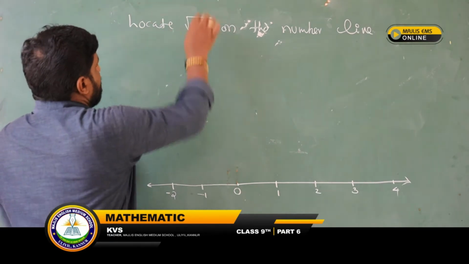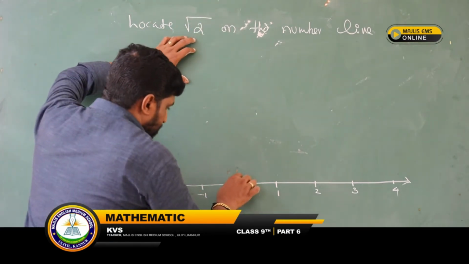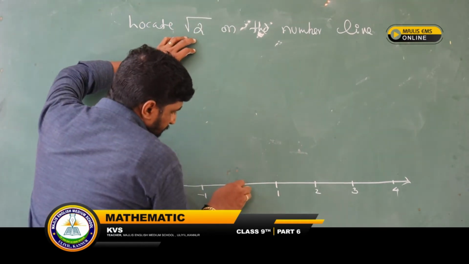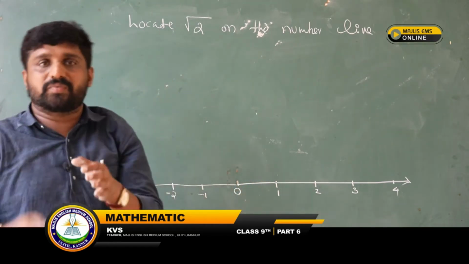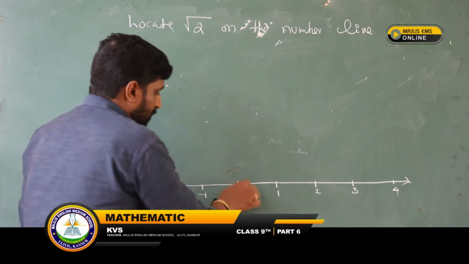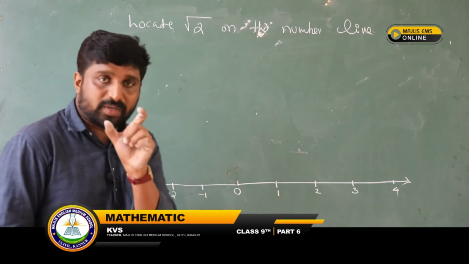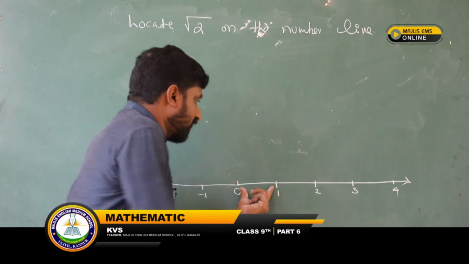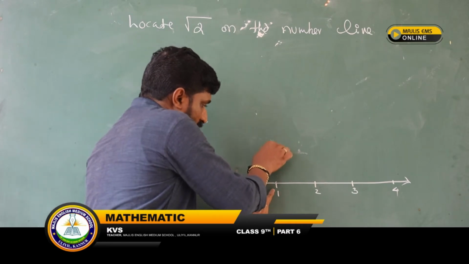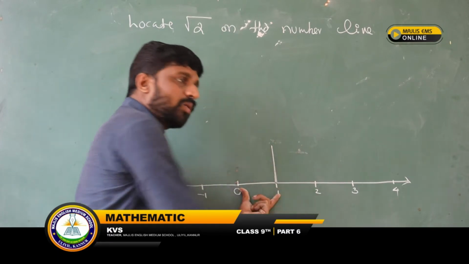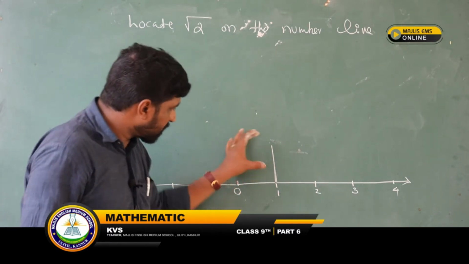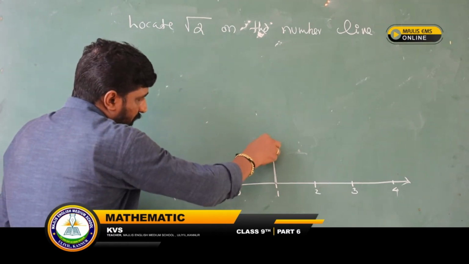Here we can start from 0, and we can start like this. Here this is 1 unit. The same 1 unit we can take on the perpendicular also. Don't take it as one centimeter. Therefore, whatever distance we take here, the same distance, the same height, we need to take here also. The same value.